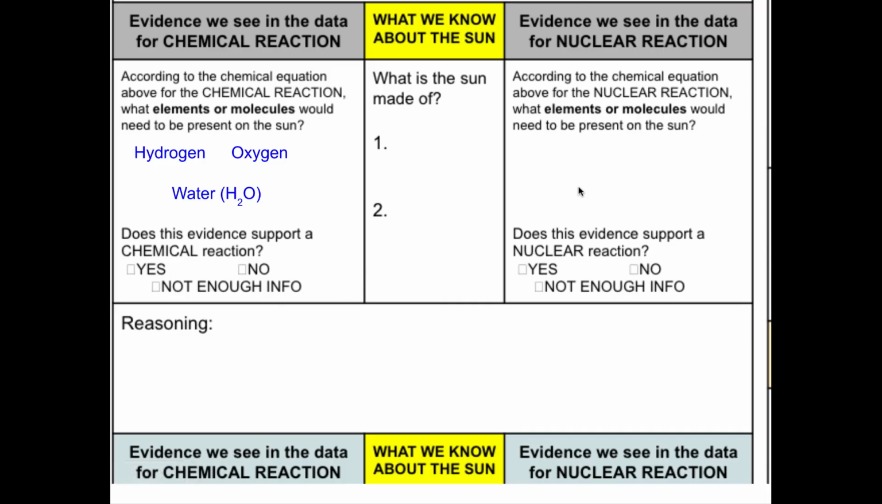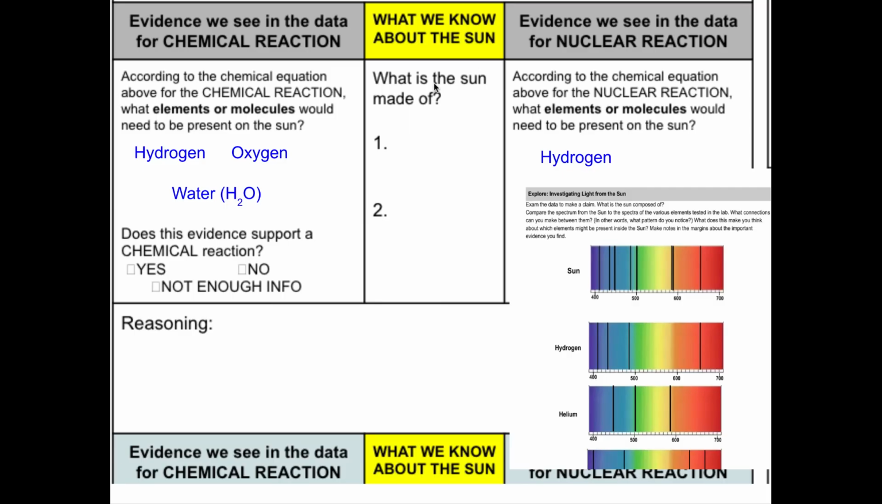Then we can go over and look at that nuclear reaction. If you flip back to the front of the page, you can see, oh, hey, the nuclear reaction, the things you need, the reactants that react together, are hydrogen. So just hydrogen. And they make the element helium. So the product is helium. So those are the two things that would be present if this type of reaction were happening. And again, does this evidence support a nuclear reaction happening inside the sun? You decide. Check one: yes, no, or not enough.